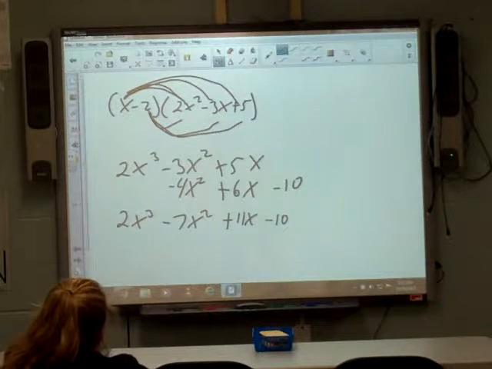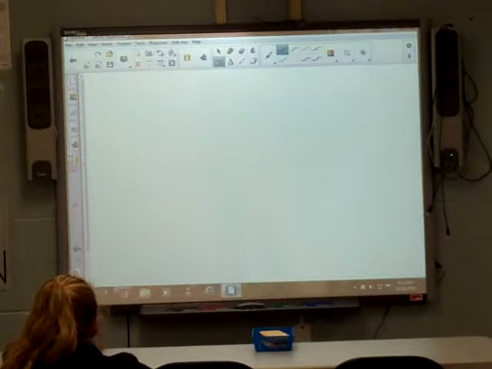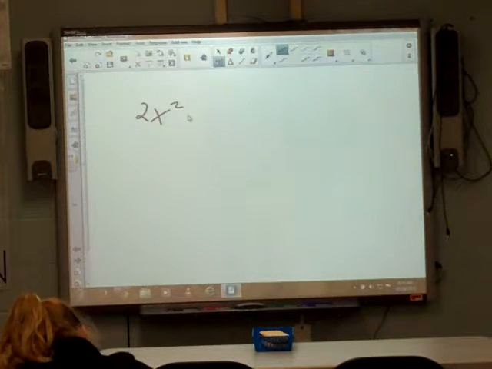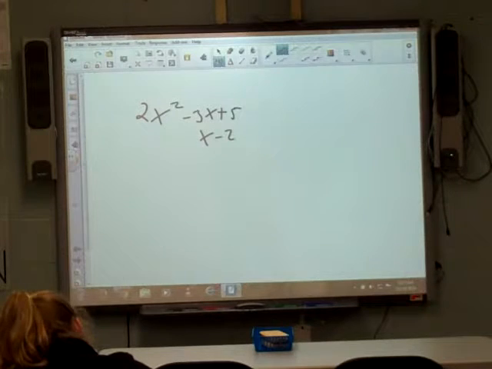I'm going to do it a different way now. Y'all ready? Same problem. Yep, same problem. I'm going to do this one vertically. So I'm going to write my trinomial first. 2x squared minus 3x plus 5. And then my binomial underneath it, x minus 2.